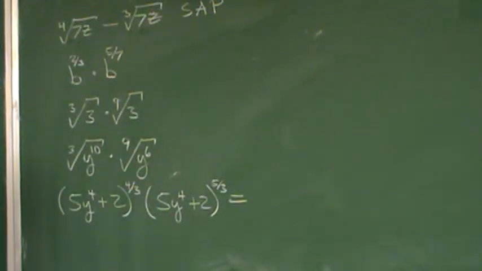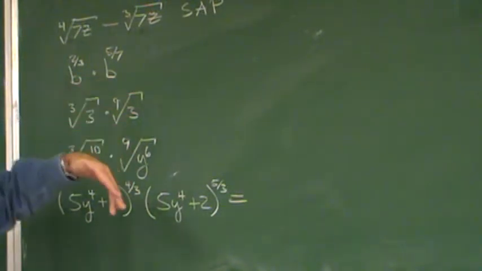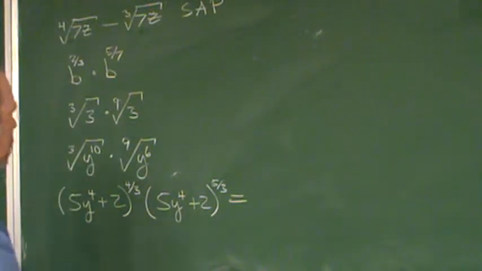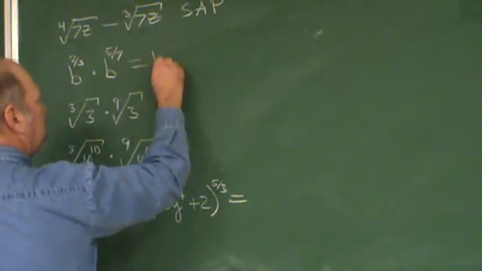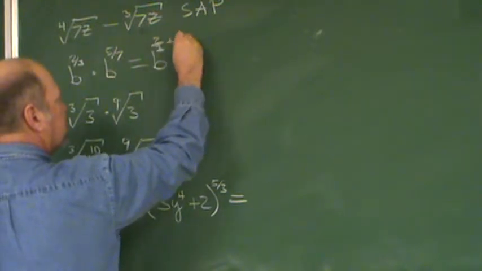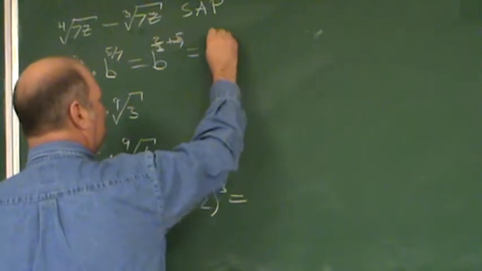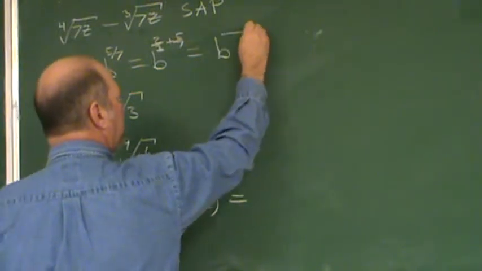Now, the second example, b to the 2/3 times b to the 5/7. Well, now there's multiplication there. That means we add the exponents. So this is the same thing as b to the 2/3 plus 5/7. And don't forget, you got your calculator that can add or subtract fractions for you. If you don't have one handy, then to add or subtract fractions, you need a common denominator.